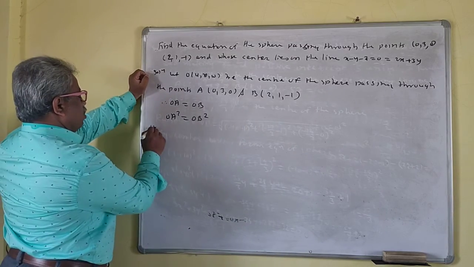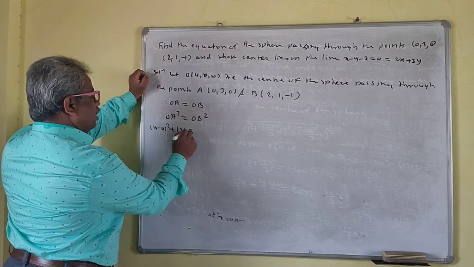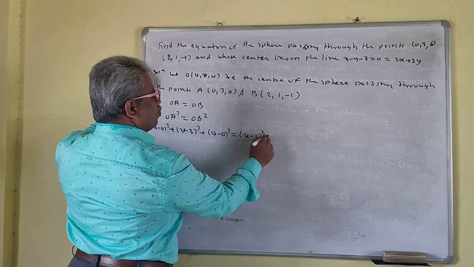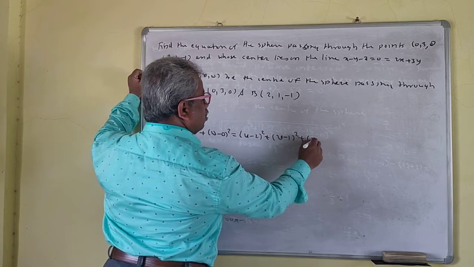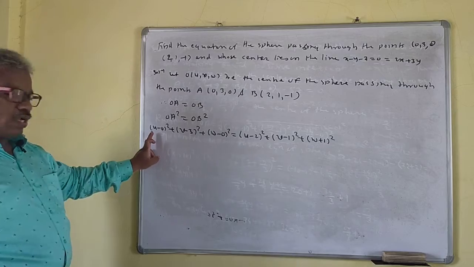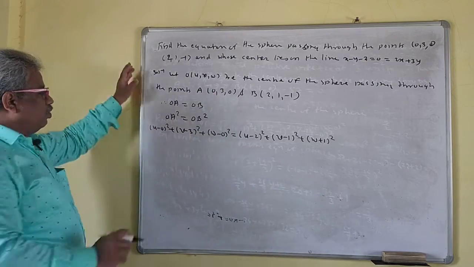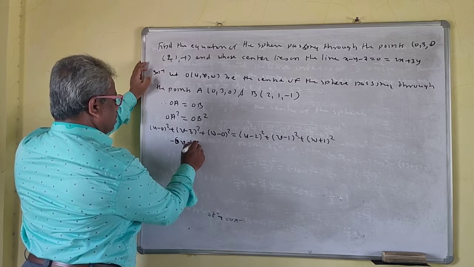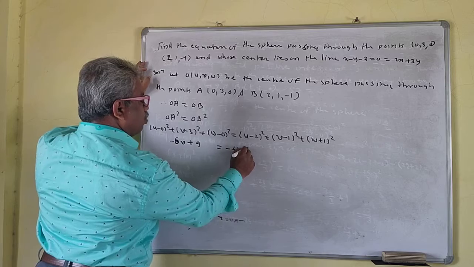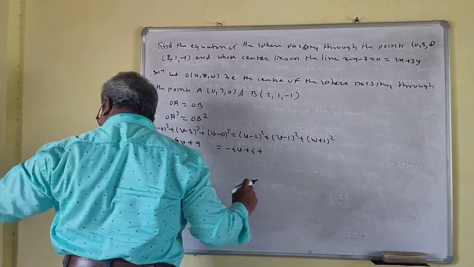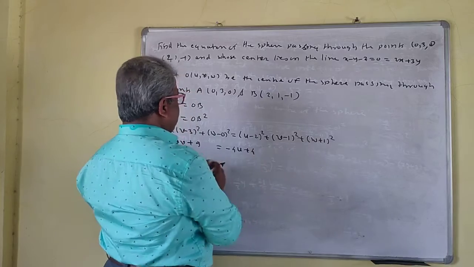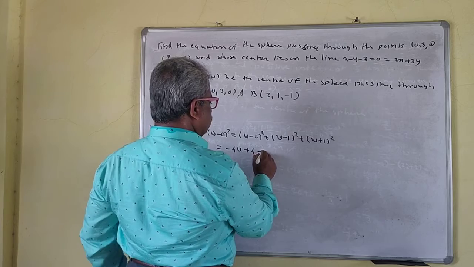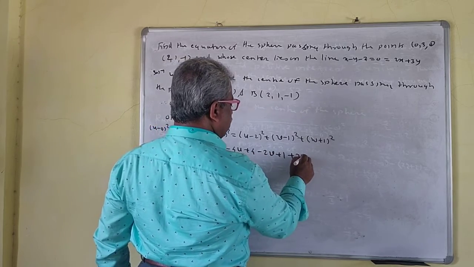Right? So we write this as (u minus 0) square plus (v minus 3) square plus (w minus 0) square is equal to (u minus 2) square plus (v minus 1) square plus (w plus 1) square. Now note that this u square, v square, w square get cancelled. Here only minus 6v plus 9 remains. So this is minus 4u plus 4, minus twice v, plus 1, plus twice w, plus 1.